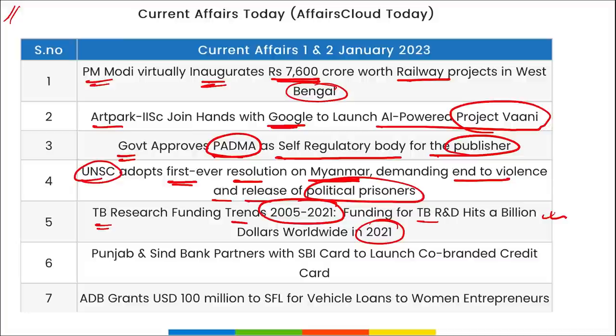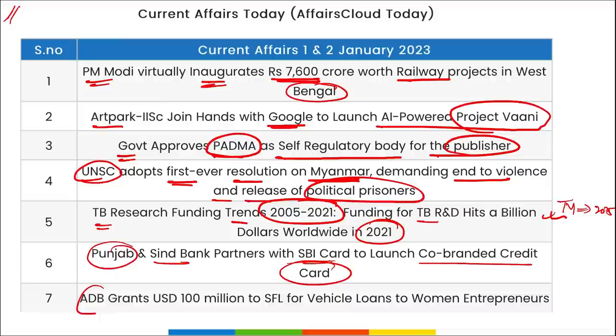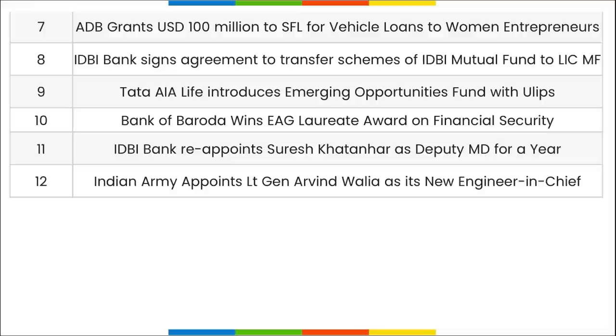What is the target year for India to become TB free? It is 2025. Punjab and Sind Bank has partnered with SBI Card to launch co-branded credit cards. Then Asian Development Bank has granted $100 million to SFL for vehicle loans to women entrepreneurs. Next, IDBI Bank has signed an agreement to transfer schemes of IDBI Mutual Fund to LIC Mutual Fund.